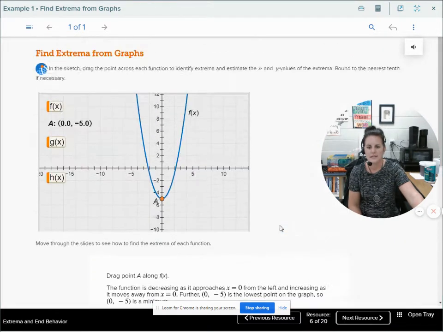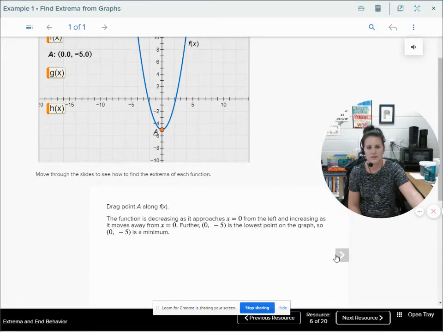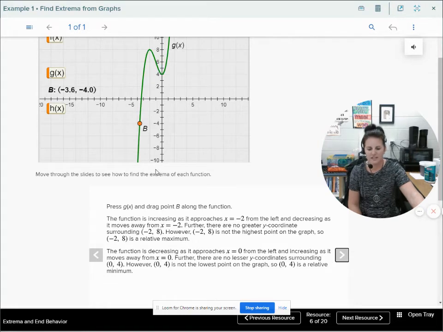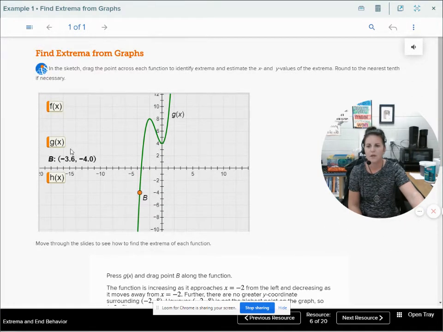All right. Let's see what this arrow is. g of x. Let's look at g of x, the next function. We've got b. We can move it up here to this extrema. So it looks like we have right around 2 maybe. Negative 2 is up at positive 8.